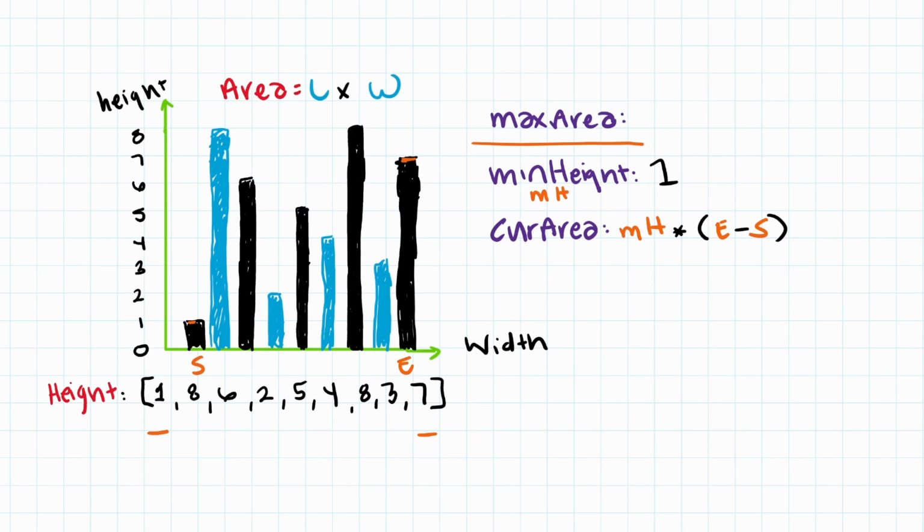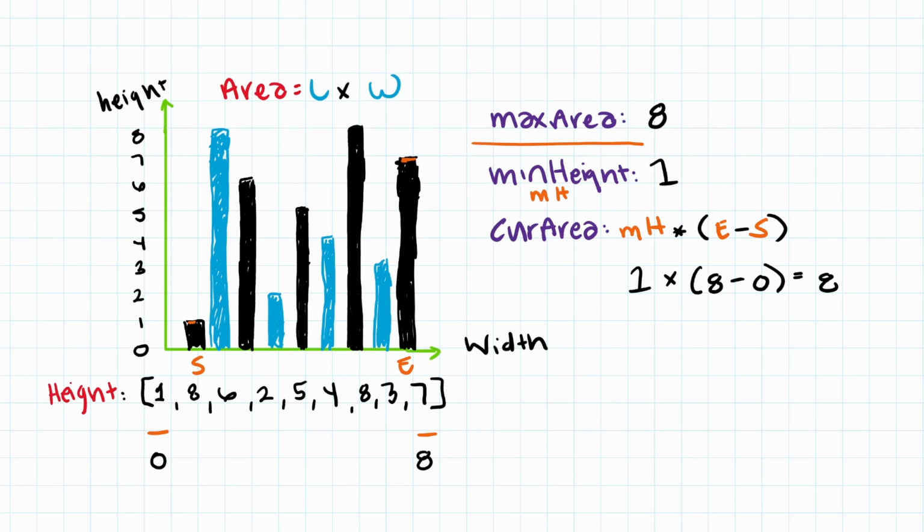Okay, so we have 1. Now let's put it into our current area formula. So 1 times our end, and the end and start in this situation are going to be at the index, not the value. And our index values are going to be 8 and 0. So we're going to take 8 minus 0, and we're going to get 8 is our current area. Now, if we compare it with our max area, which is currently 0, what's the max between 8 and 0? Well, it's going to be that 8. So at the moment, we're going to save 8 here.